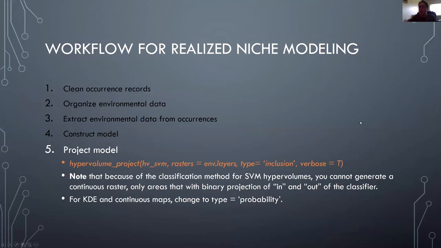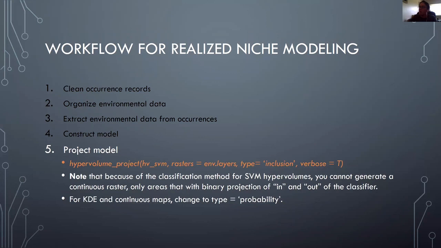The next part is projecting your model into geographic space, assuming that's something you want to do. You're just going to use the function hypervolume project. You call your hypervolume object, and then it needs a reference raster. Unfortunately, one of the major downfalls is that you can't transfer the hypervolumes very well, or at all really, into areas that were not calibrated on the model. So it doesn't work for transferability quite as well as we might hope.